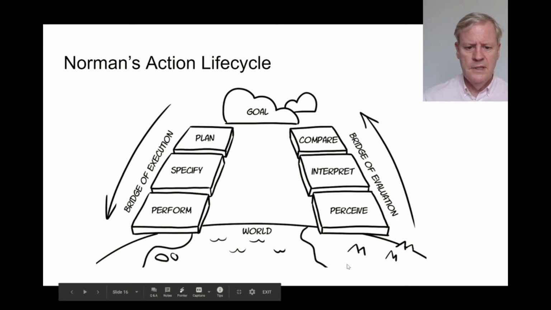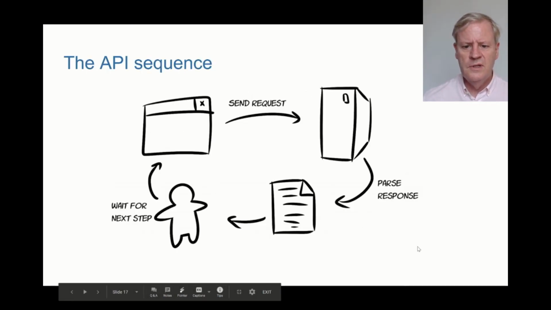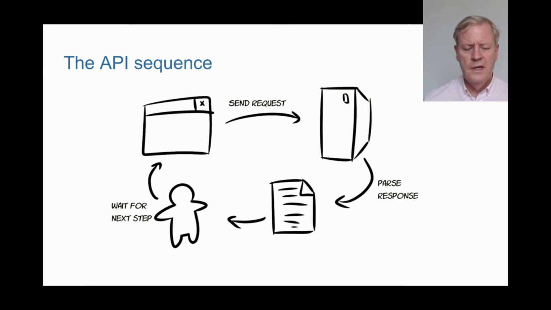So in Mike Amundsen's book, he reduces that to what he calls the API sequence, where a requester is going to send a request, it's going to get a response from the API, then it's going to compare, has that achieved it, and then wait for the next step.